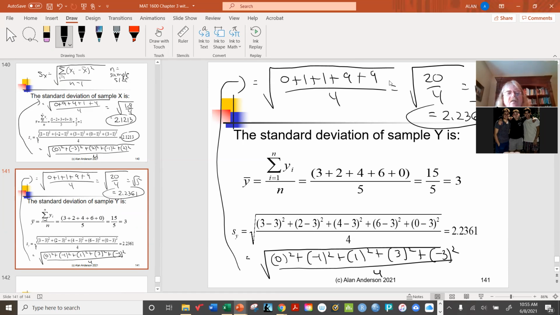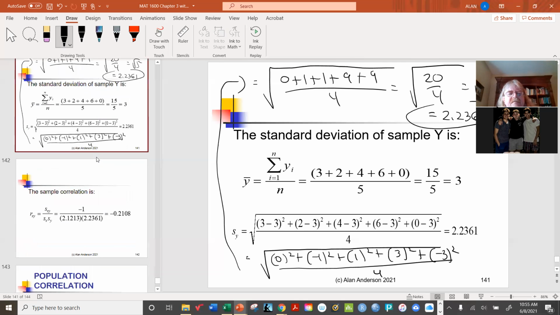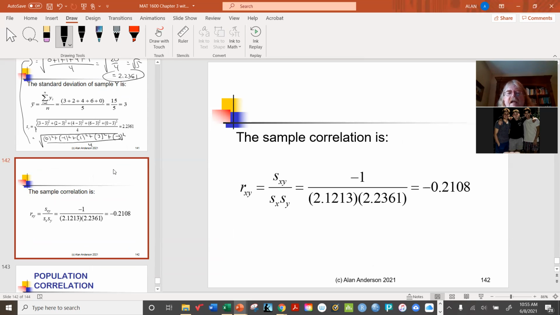So you've got your 2 standard deviations, you've got your covariance. Now we're ready to get our correlation coefficient and find out just how strong our relationship really is. All right, here we go. So you plug everything in and you end up with approximately negative 0.2108.